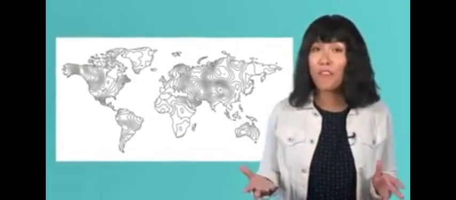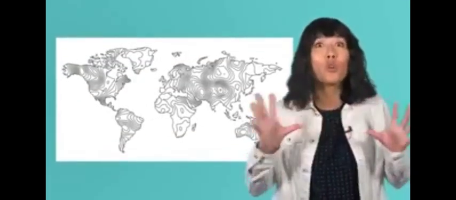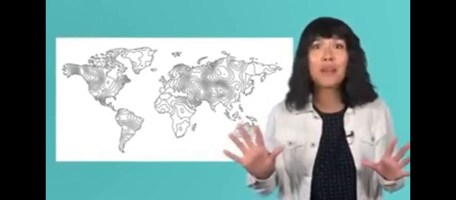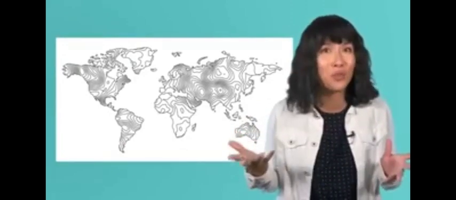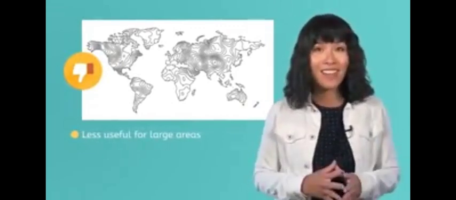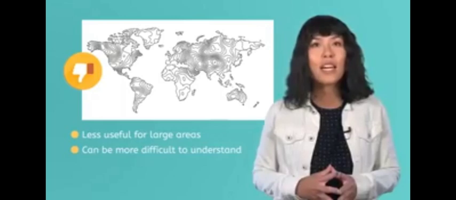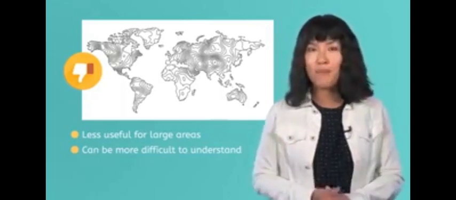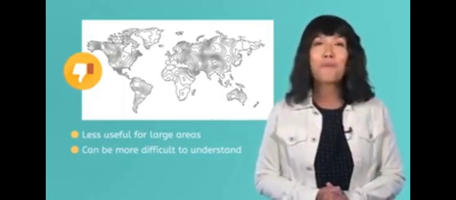But a topographic map of the entire world would have way too many contour lines on it to really be useful. That's why larger areas are usually shown using relief maps instead. Topographic maps also take a little more training to use, but they're still an important way of mapping landscapes. These two kinds of maps help Earth scientists to take our three-dimensional world and show details about its landforms in a two-dimensional way.